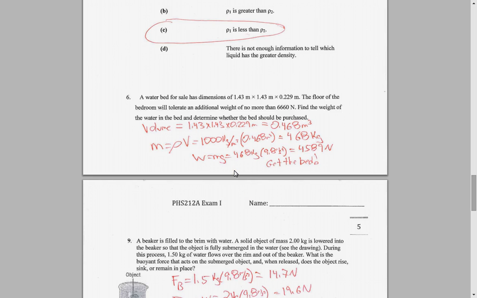Waterbed, there are the dimensions. We are worried about exceeding 6,660 newtons. So should we purchase the bed or not? So what we do is we figure out the mass of the bed, density times volume, then the weight of the bed, and we figure out that the bed doesn't exceed the maximum.